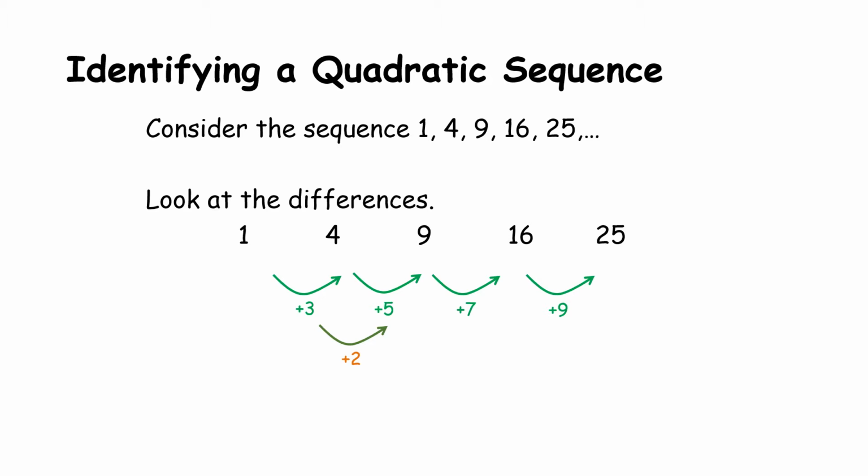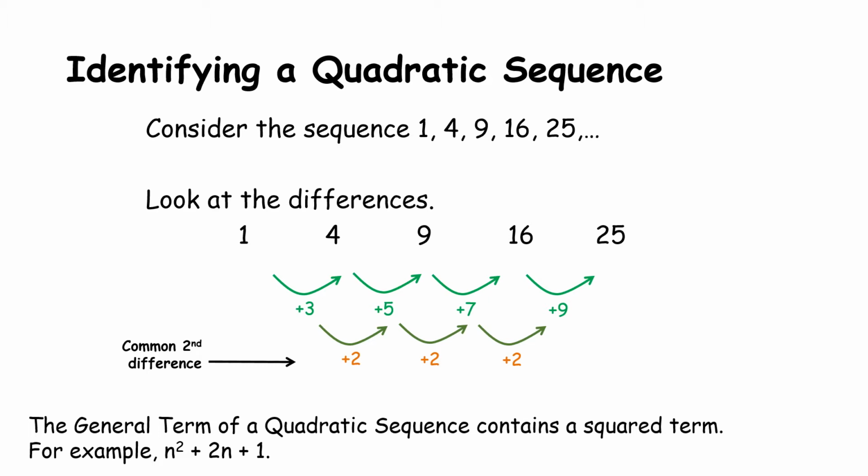So we move into calculating our second differences, which are the differences of the differences. And we get this here. So we see that we don't have a common first difference, but we do have a common second difference. And that common second difference is how we know that that sequence is a quadratic sequence.